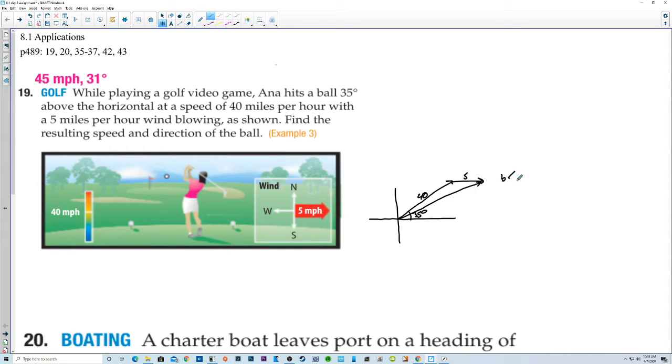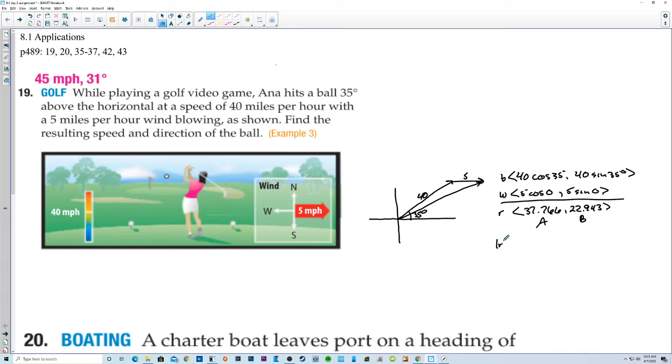So let's go with the ball is 40 cosine of 35 degrees and 40 sine of 35 degrees. The wind is 5 cosine of 0 degrees and 5 sine of 0 degrees. The resulting path, when you add these two together, I did the calculator work ahead of time. This ends up to be 37.766 roughly. I stored that into A. 22.943, and I stored that into B.